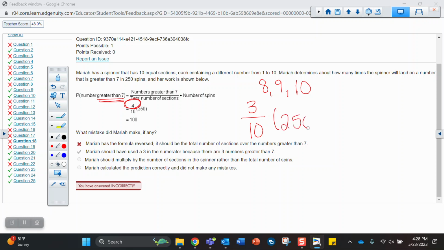Multiplying that by 250 would tell us how many times it would land on a number greater than 7 out of 250 spins. It doesn't even ask us to solve it. It just says what's her mistake. So again, she should have had 3 out of 10.